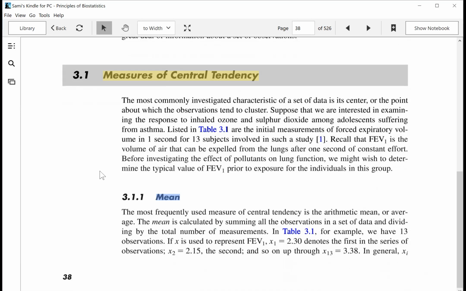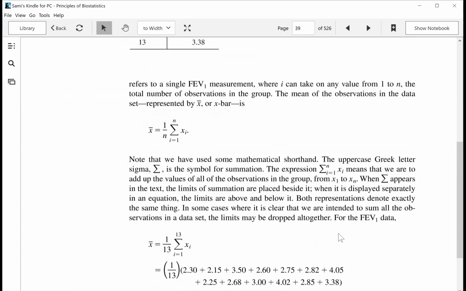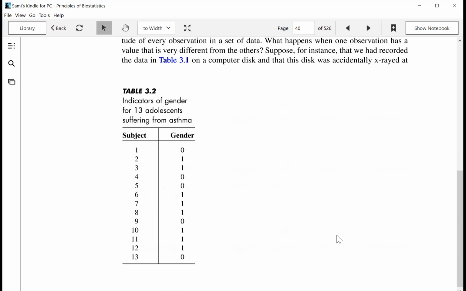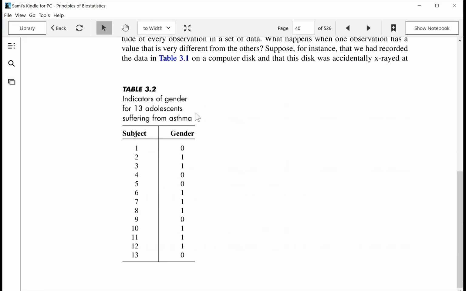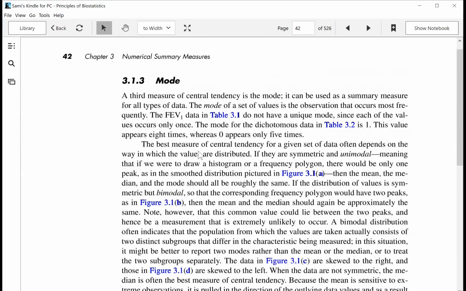Alrighty, guys. So in this chapter, we'll discuss measures of central tendency, which are measured by the mean, median, and mode.